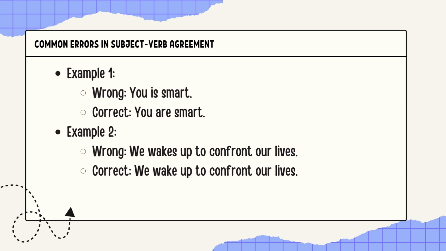So these are some common errors in subject-verb agreement, as you see in these two examples. These simple examples highlight errors that might feel unnatural in conversation, but can easily creep into writing. Always ensure that the subject and verb align.